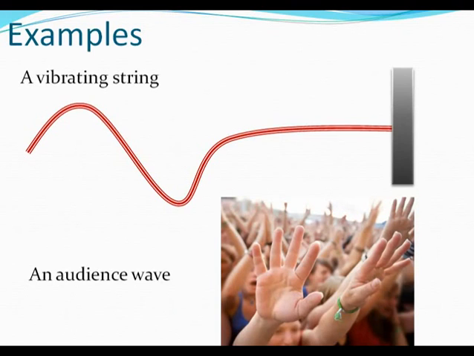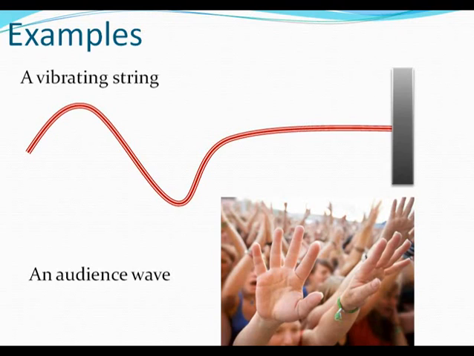Have a look at some examples of transverse waves. A vibrating string is one example. If you pull at one end of a vibrating string, the disturbance gets transferred to the other end by means of the string particles moving up and down, up and down. Similarly, an audience wave.